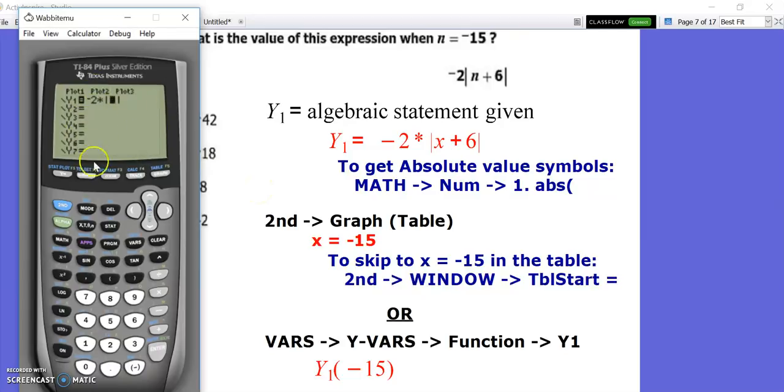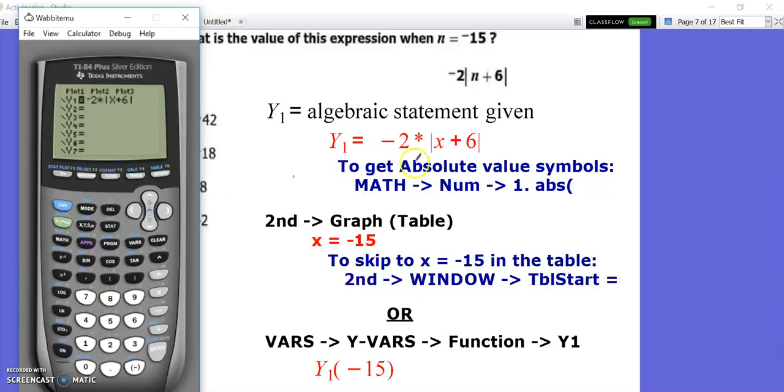The graphing calculator only uses x in here, so we're going to use x, which is this key right here, plus 6. To get out of these absolute value symbols, you just click right. So I'm going to click right on the directional pad, now I'm out of it. That's what we want typed in. That's what you need to have typed in your calculator right now.